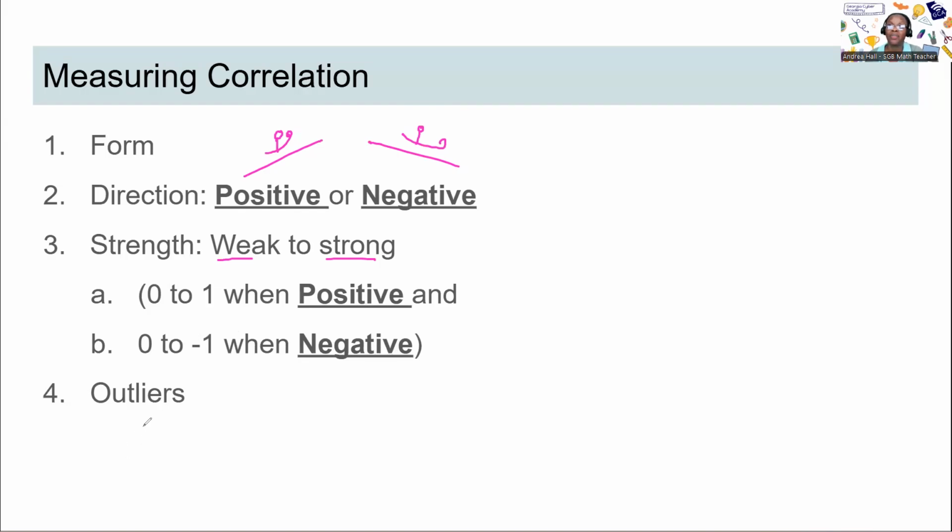And then we also look to see if there are any outliers. Okay, outliers are those numbers. Remember, we talked about that yesterday in the last lesson. So we like to see if there are any outliers.